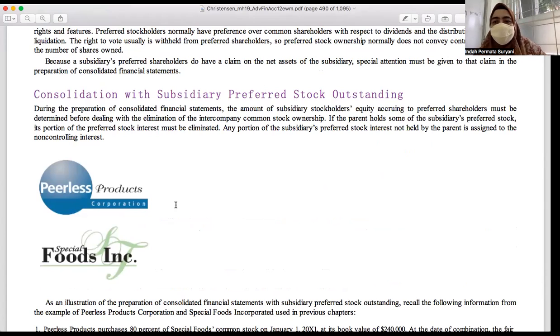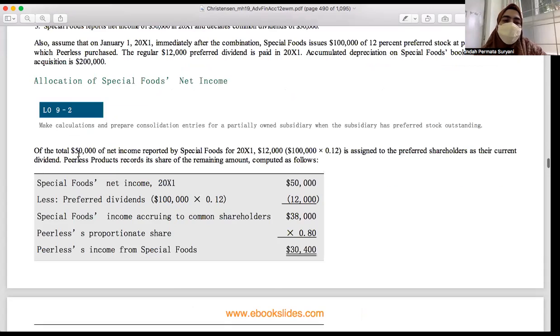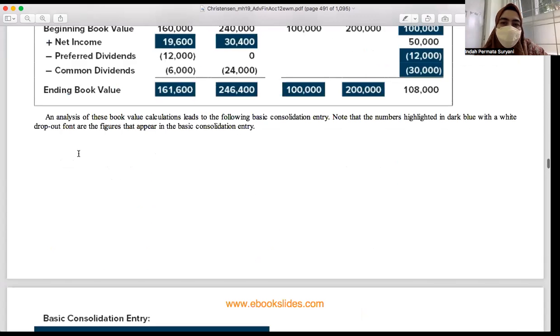While preparing the consolidated financial statements, there are subsidiary securities held by the preferred shareholders. Sorry, it's really noisy here. That also determines the eliminations needed by the company. The elimination relates to the intercompany common stock ownership. And if the parent holds some of the subsidiary preferred stock, that portion of interest must be eliminated. Any portion of subsidiary preferred stock not held by the parent will be assigned to the non-controlling interest.